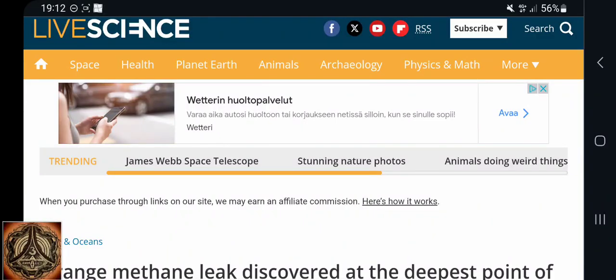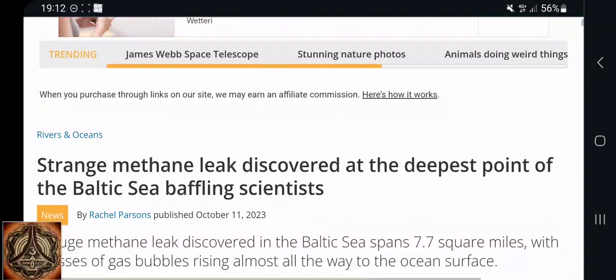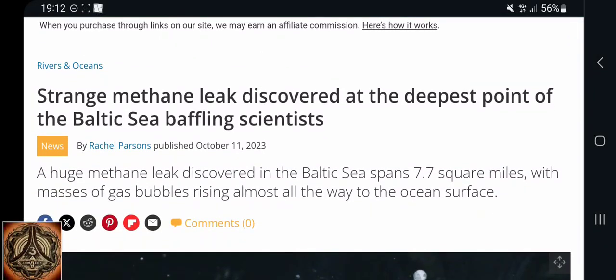First, we can start off on Life Science. Strange methane leak discovered at the deepest point of the Baltic Sea baffling scientists. A huge methane leak discovered in the Baltic Sea spans 7.7 square miles, with masses of gas bubbles rising almost all the way to the ocean surface.